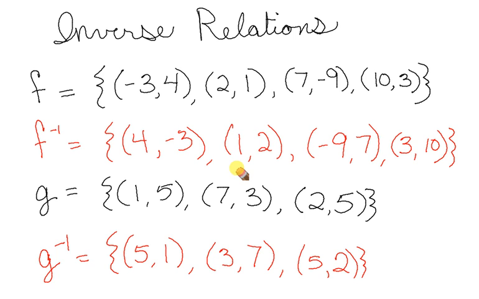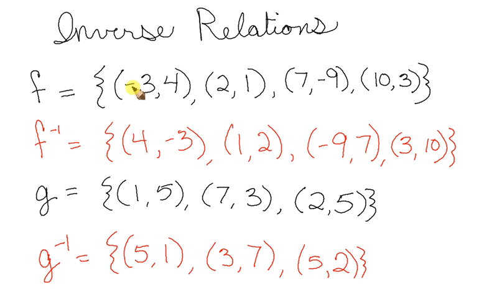Functions are a mapping from one set of numbers to another set of numbers. So in this case, if we look at this first relation, we have -3 is mapped to 4, 2 is mapped to 1, 7 is mapped to -9, and 10 is mapped to 3. And when we want to find an inverse relation, we take those same ordered pairs and flip them around.